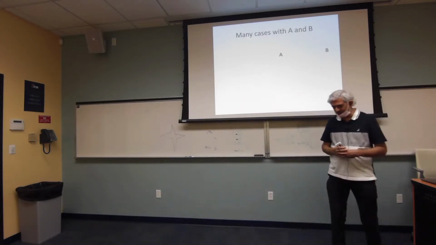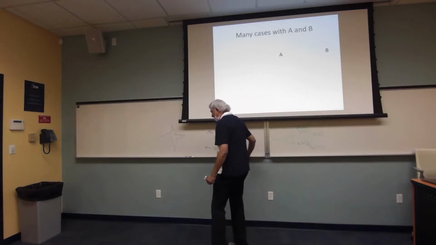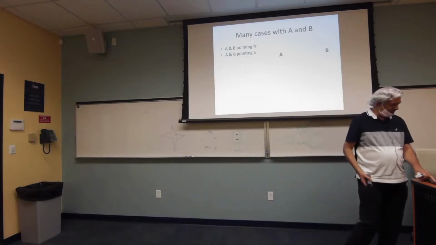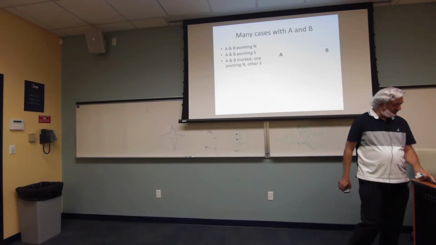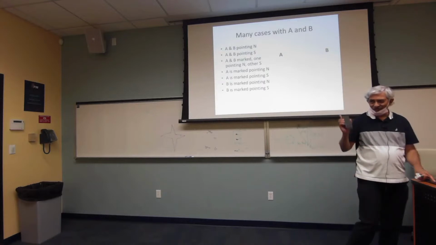As you said, there are 3 cases for A and B. There are 4 cases. There are many more cases. In fact, look at this: A and B pointing north, A and B pointing south, A and B marked, one pointing north, one pointing south. A is marked north, but B is not. A is marked south, but B is not. B is marked, but not A. These are all different cases.